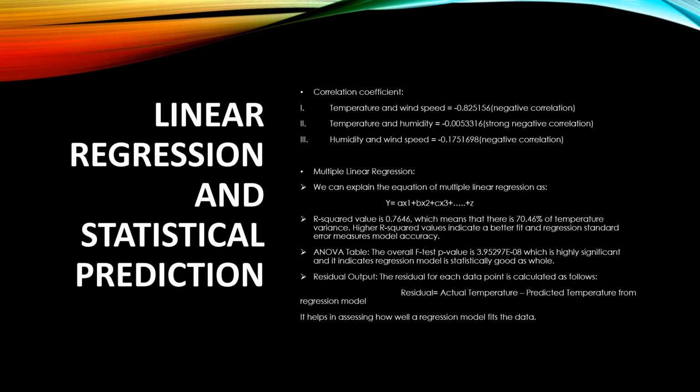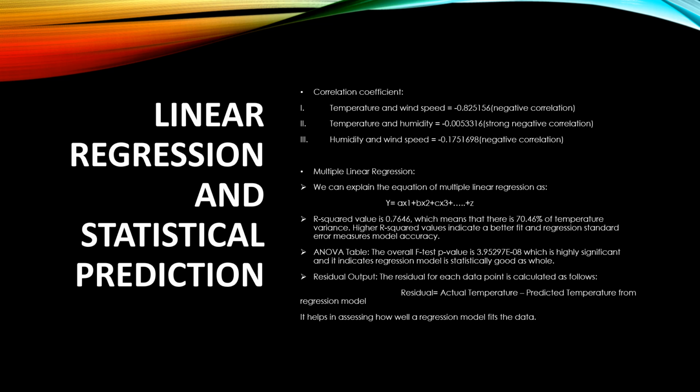So the last part is linear regression and statistical prediction. So first we calculated the correlation coefficient. The goal of determining the correlation and building a regression model is to gain insight into how temperature, humidity and wind speed are related to each other. And we can see here temperature and wind speed have a negative correlation, whereas temperature and humidity have a strong negative correlation, and humidity and wind speed have a negative correlation.